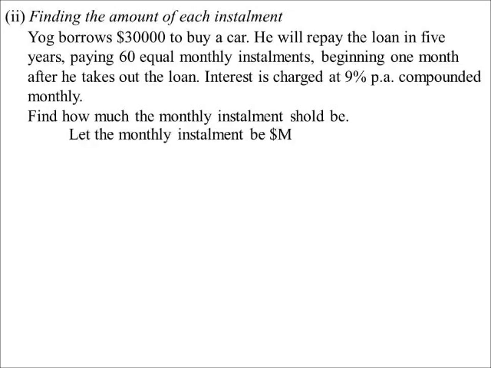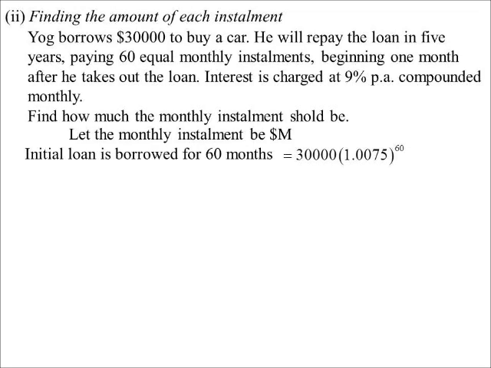So this time, I don't know the monthly instalment. Okay? So I'll just call it M. That's how much I'm going to pay back. That's what I want to work out. But the initial loan, I know that's going to be borrowed for 60 months. So at least I know how much money I've got to give back to them, all up.